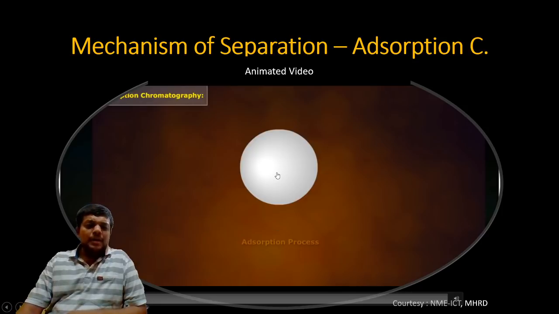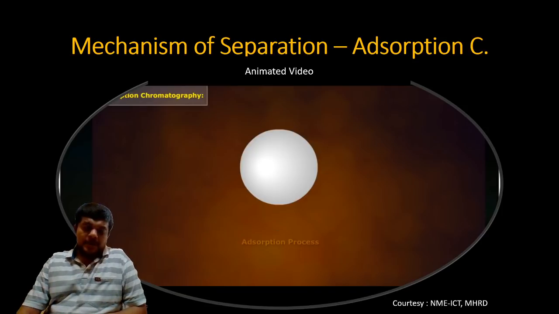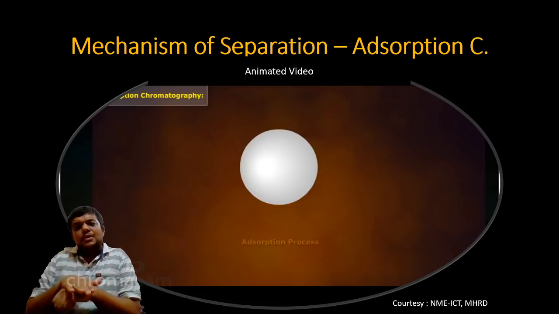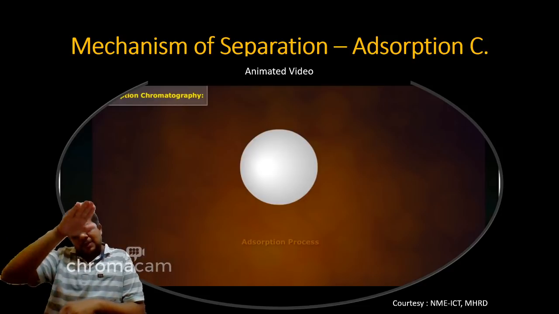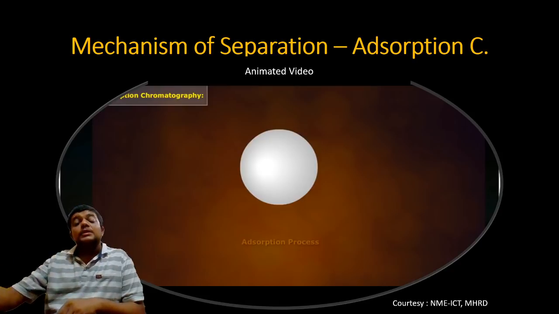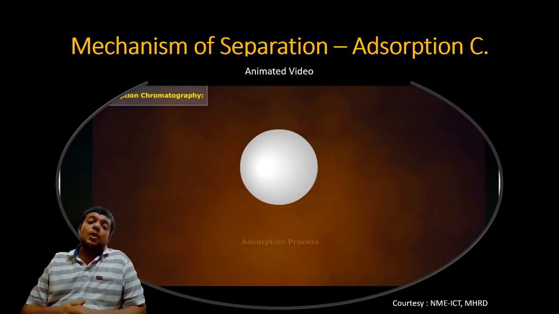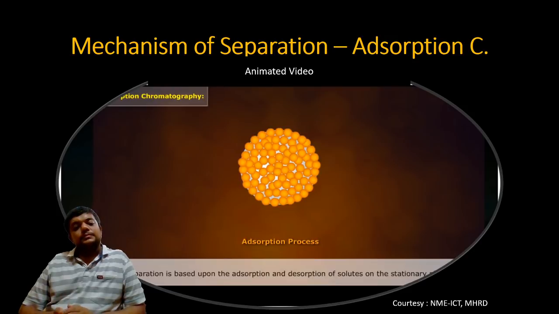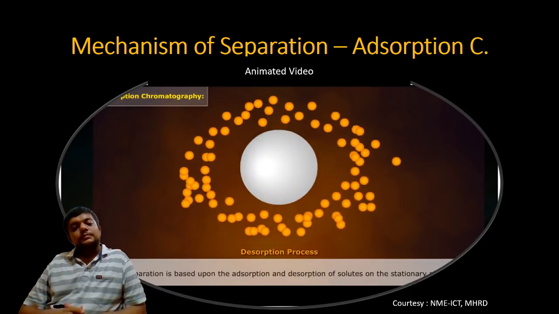Imagine this white ball as the surface of the stationary phase. So when this stationary phase is present and the mobile phase is moving along with the components to be separated, the components will settle first on the surface of the stationary phase, and afterwards they will move away from the surface. So it's a phenomenon of adsorption and desorption. This is called the adsorption chromatography separation mechanism. In adsorption chromatography, the separation is based upon adsorption and desorption of solutes on the stationary phase and the mobile phase.